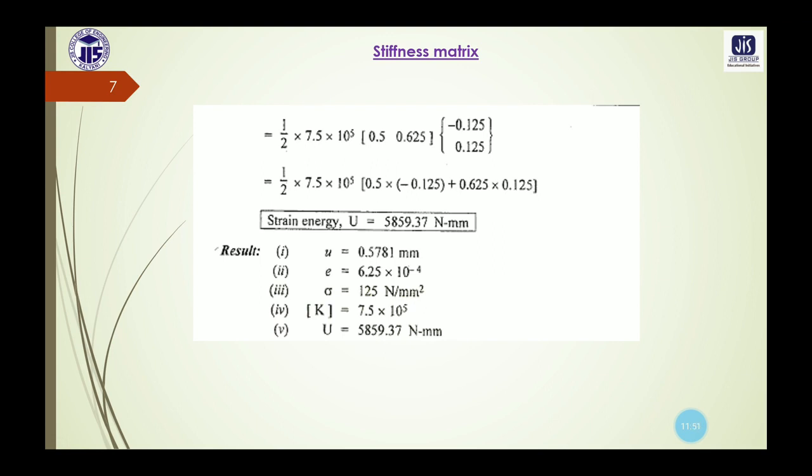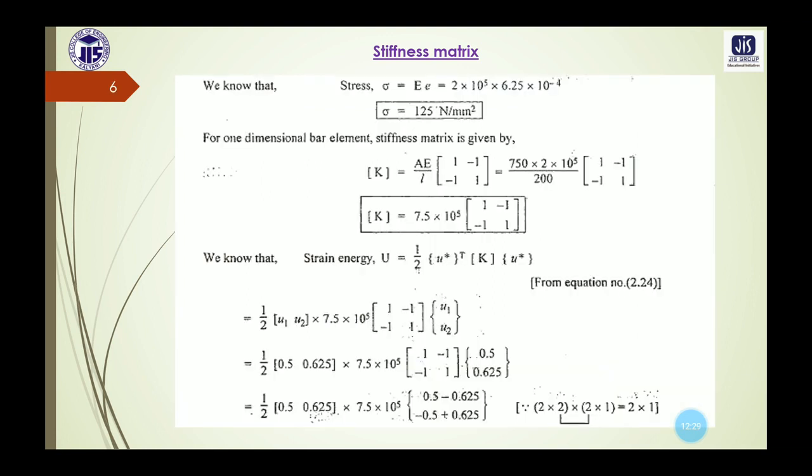So these are the results of this numerical. For the first part we have calculated the displacement, it is coming as 0.5781 millimeter. Then we have calculated the strain, which is 6.25 into 10 to the minus 4. Then we have calculated the stress, which is 125 Newton per millimeter square. Next we have calculated the stiffness matrix, which is 7.5 into 10 to the power 5. And lastly we have calculated the strain energy capital U, which is 5859.37 Newton millimeter. So this is the final result of this numerical.